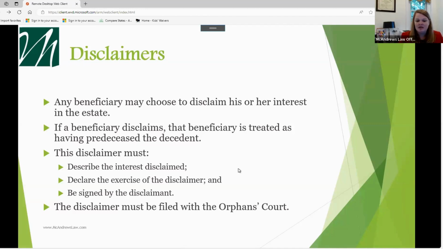But if I passed away and my husband was the beneficiary of my estate and he disclaimed, it would go to our children. If you disclaimed, it essentially goes to the next in the intestate line, or if the will gives an alternative provision. So it says, if Kelly predeceased me, then it goes to someone else, and the disclaimer would follow the same suit.